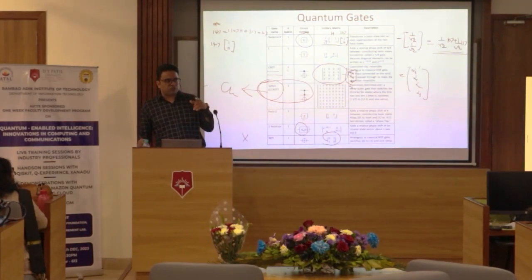So if you remember that Bloch sphere diagram, what I am saying is that single qubit gate operations can be done by rotations around X, Y, Z axis. So this X gate, or NOT gate, is nothing but rotation around X axis by 180 degrees.